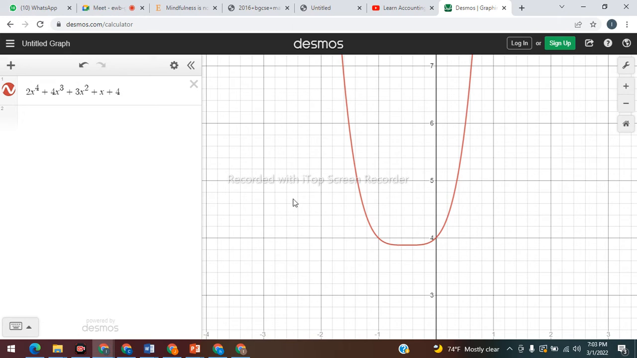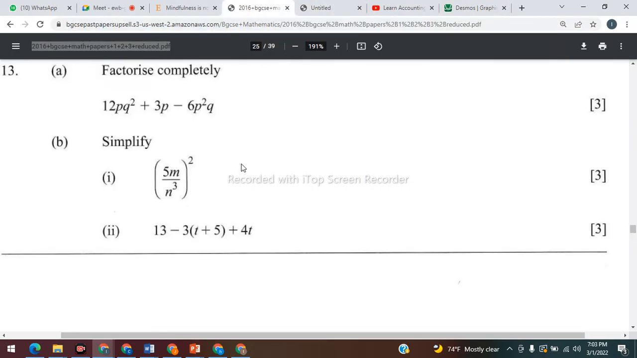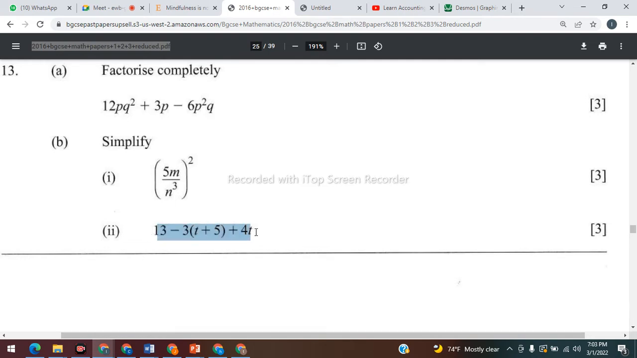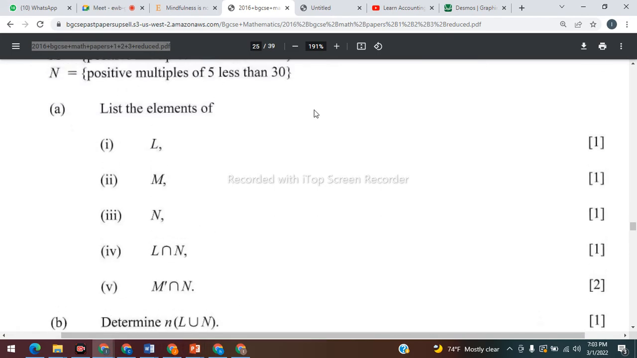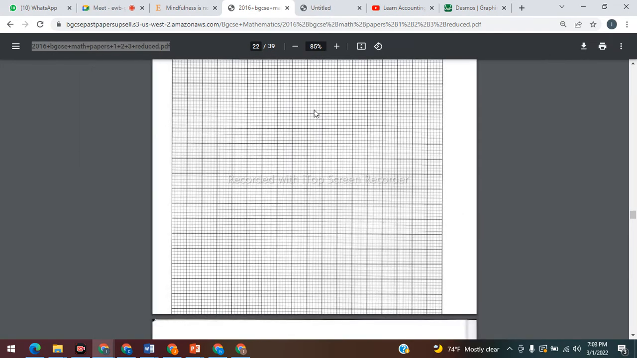Okay, let's go back to our question. We should have finished that off. Anyway, let's go to the graph paper. Get yourself a graph paper and we're going to graph this line.